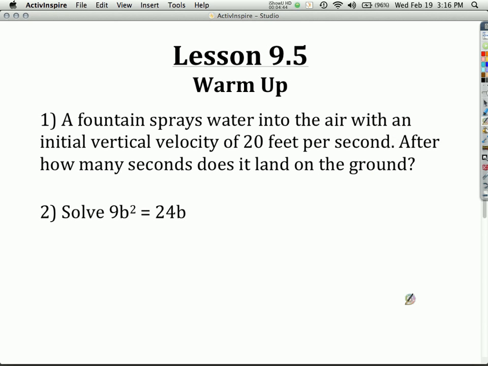Last time we were together, we learned how to solve equations that were in factored form, and we also were introduced to the vertical motion model. So let's see how we're doing with all of this so far. Number one, how many seconds till it lands on the ground? Chris, Edgar, Valerie, what'd you get?